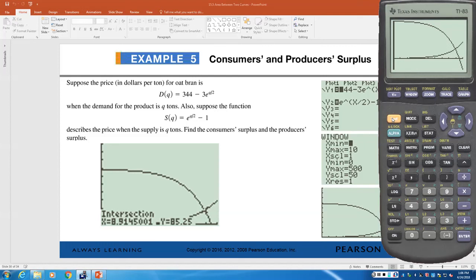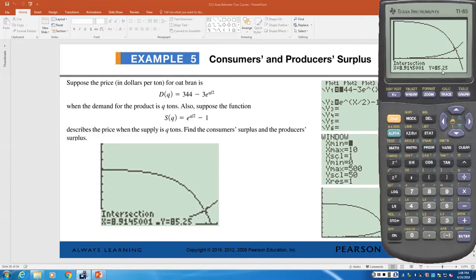Okay, now we need to find the intersection point. And actually, I've already found it on you. You can see where it is, but I'll find it again. So choose number 5 and then just hit enter 3 times, because there's only one intersection point. And it says the intersection is at 8.9145 and the Y value is 85.25.